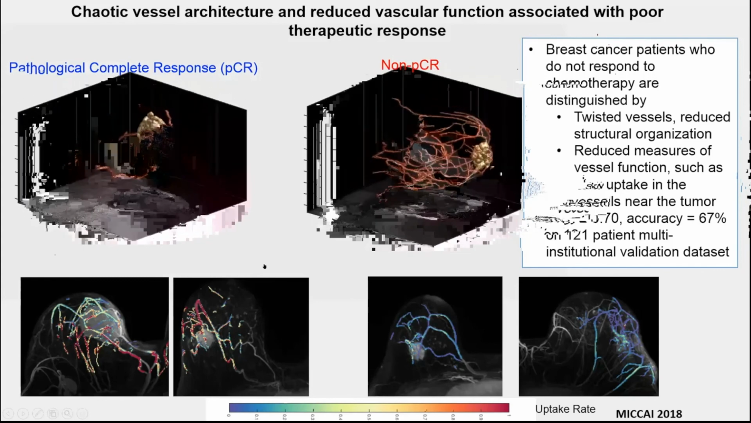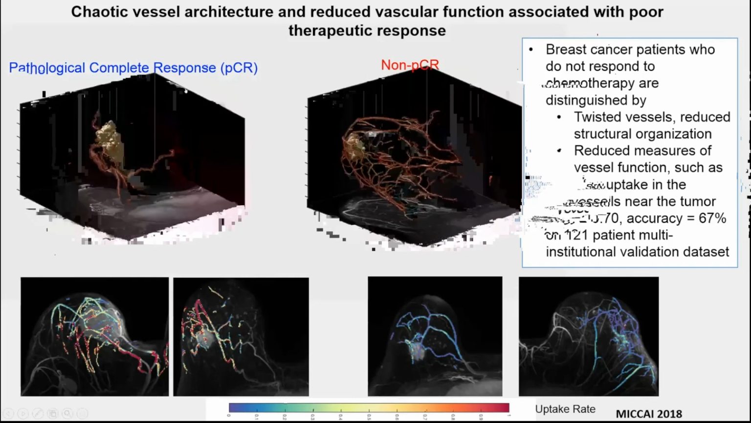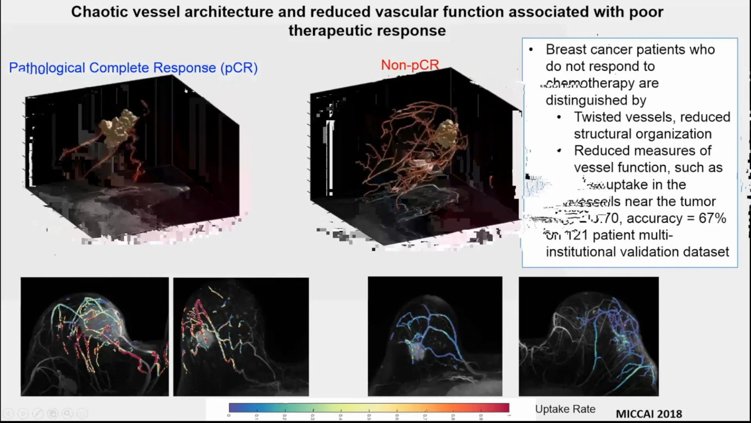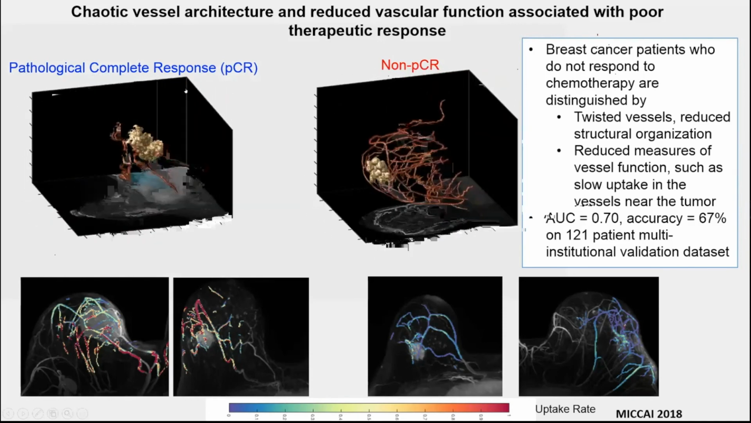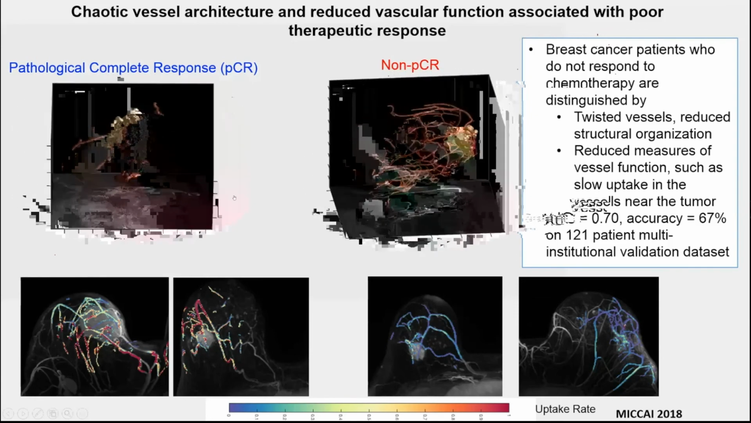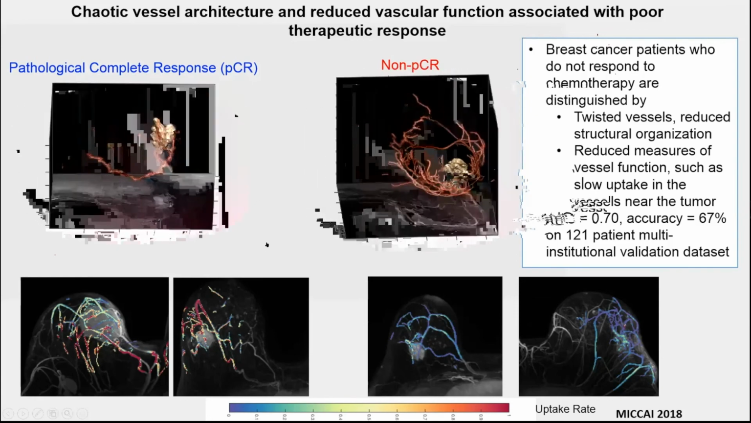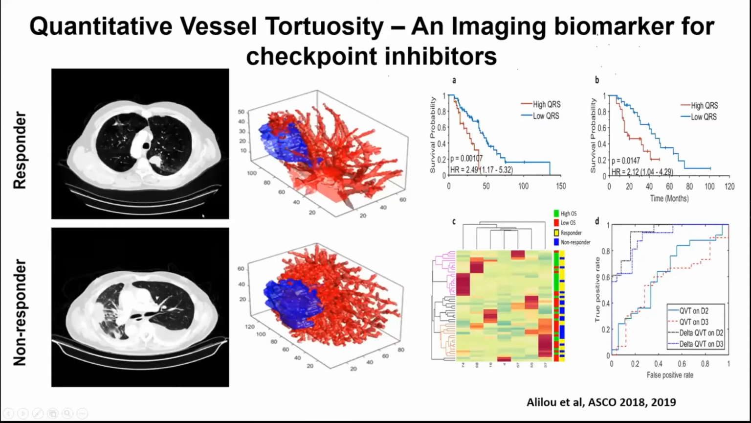And we found, interestingly, that in patients who did respond, patients who had pathologic complete response, the vessels were much smoother compared to those tumors that did not respond to chemotherapy. And so we were able to convert the tortuosity of the vessels into a biomarker that allowed us to predict response, not just to chemotherapy, but as you can see on this slide, also serves potentially as a biomarker for predicting response to checkpoint inhibitors.